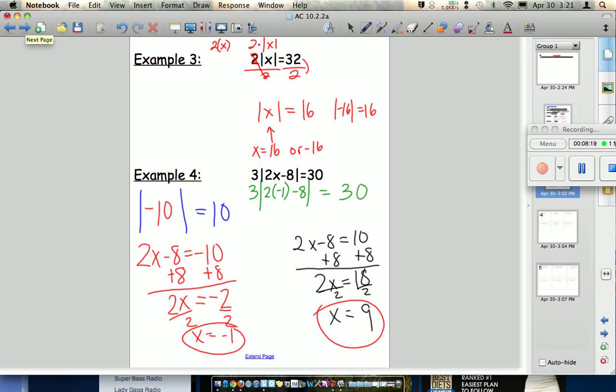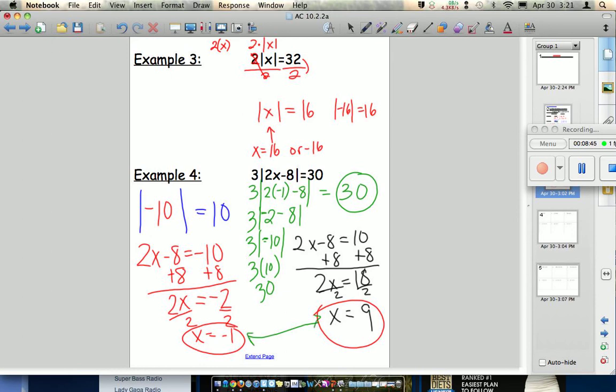Does that equal 30? So solving using order of operations, we have to do inside the absolute value first, so we get negative 2 minus 8, which is negative 10. And then the absolute value of negative 10 is 10, so 3 times 10, which is in fact 30. And that's what it should have equaled. So we have negative 1 is a solution.